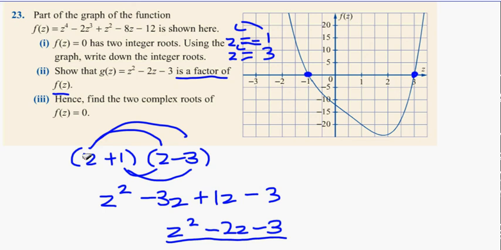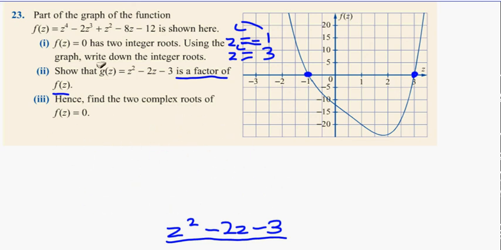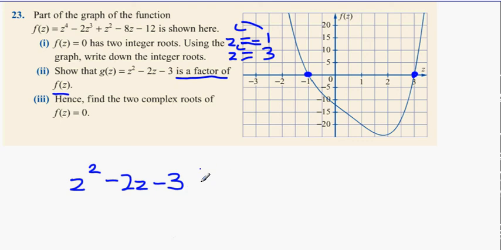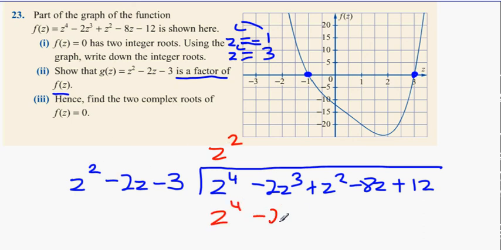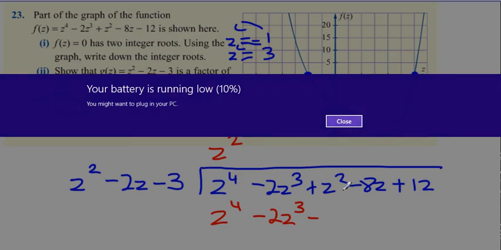Now if this quadratic divides into the other one here, z to the 4, we can find out that it's a factor because it should divide in equally. Okay, so we're going to divide that into z to the 4 minus 2z cubed plus z squared minus 8z plus 12. Now what we're going to get here is z squared. So z squared multiplied by that is z to the 4. Z squared by 2z is minus 2z cubed. Z squared by 3 is minus 3z squared.